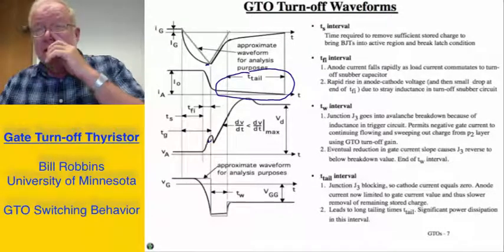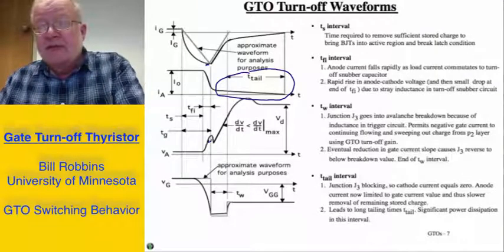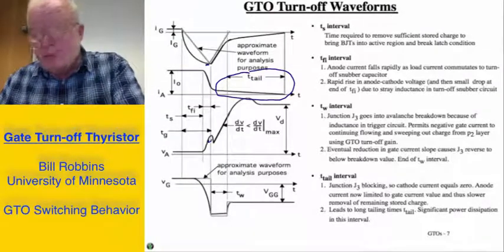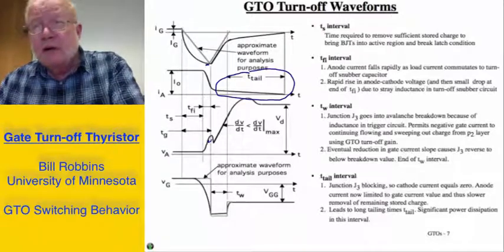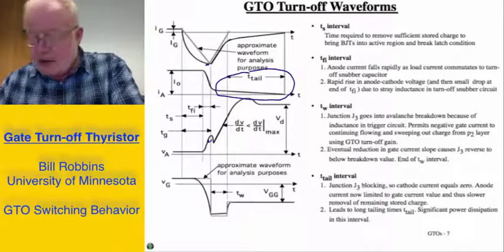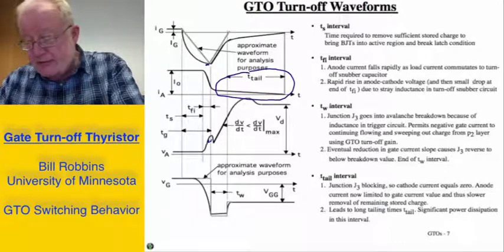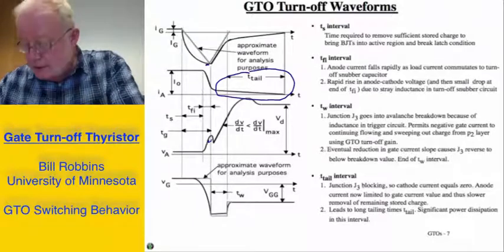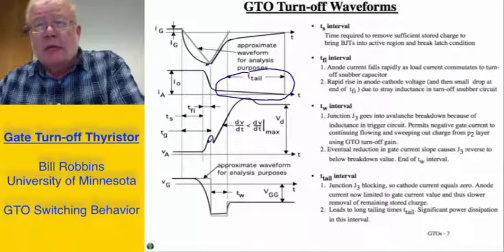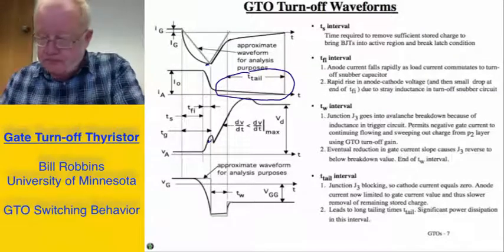And the problem with that tailing time is it lasts a fairly substantial amount of time compared to the rest of the switching times at turn off, and leads to relatively high power dissipation because that current is still a substantial fraction of the anode current, 5, 10, 20% of it, and in the same time the anode to cathode voltage is fairly large, and so this leads to undesirable power dissipation that we would like to minimize if possible.